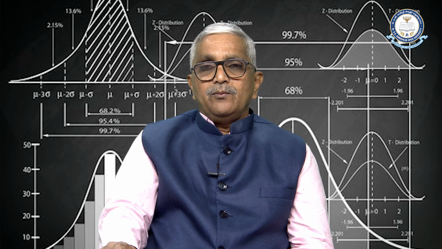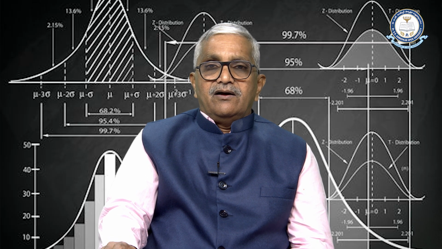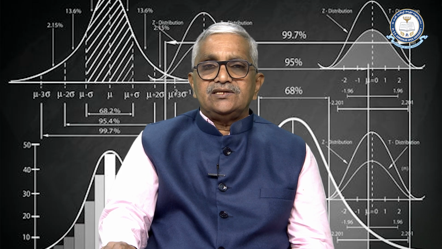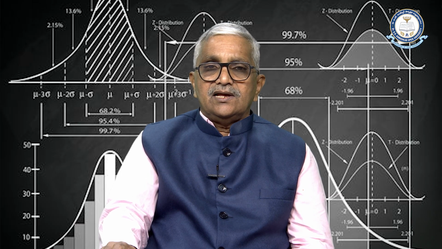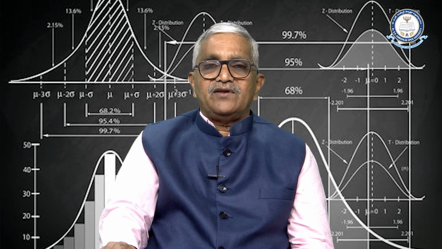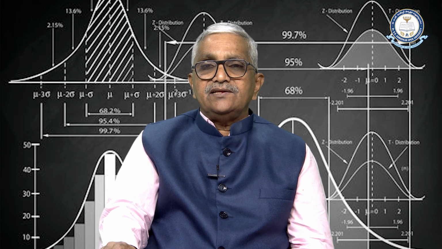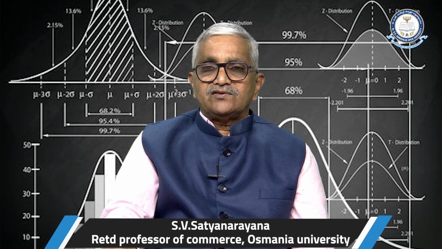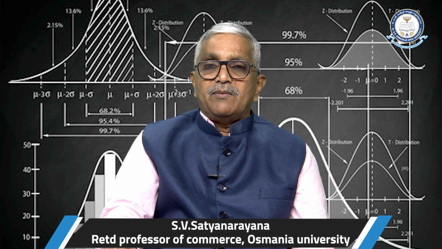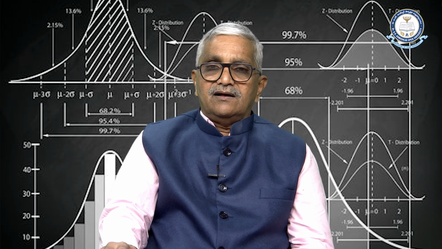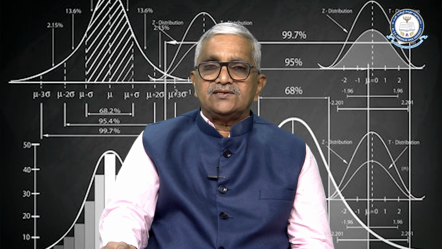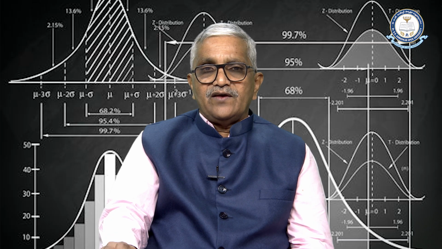You may ask one question: when mean deviation is also calculated from the average and standard deviation is also calculated from the average, what is the difference between the two? In the case of mean deviation, we ignore the signs of the deviations. In the case of standard deviation, we do not ignore the signs of the deviations, but we square the deviations, because the minus signs will become plus when we square them.